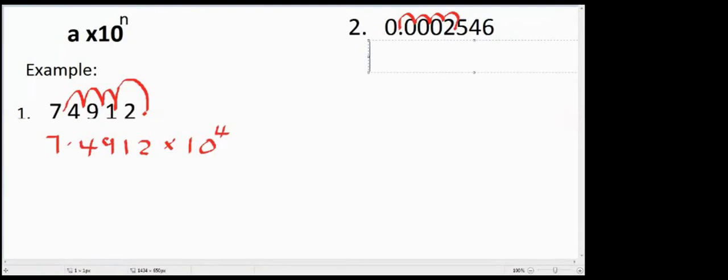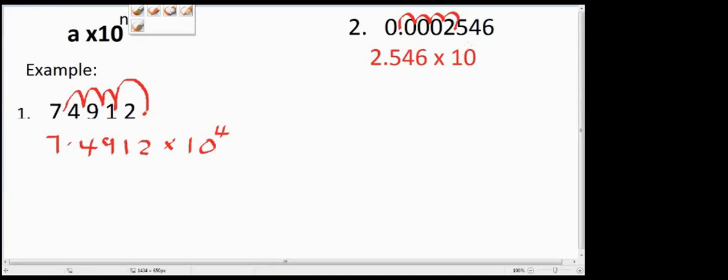Therefore, I can write 2.546 times 10 to the negative 4th power, because we move 4 places to the right, so our power is negative. And notice this number starts with a zero, so we move the decimal point until we reach behind the first digit that is greater than zero. So two is greater than zero.